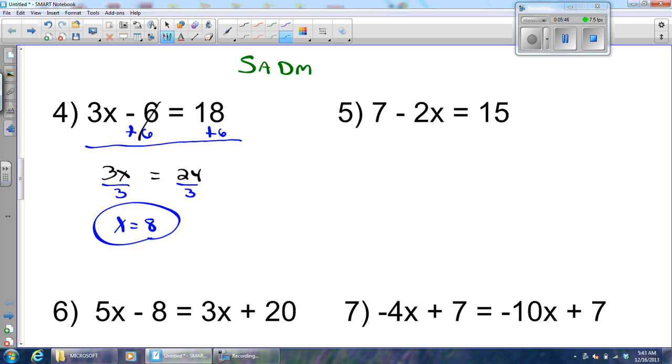Now I can check my answer. 3 times 8 minus 6. Well, 3 times 8 is 24. 24 minus 6, sure enough, is 18. There we go. It works.